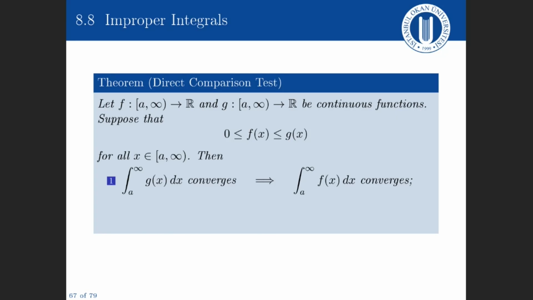If the integral of the bigger function converges, then the integral of the smaller function also converges. We can turn that around. If the integral of the smaller function diverges, goes to infinity, then the integral of the bigger function is bigger than something which goes to infinity. That must also go to infinity. That must also diverge. This is called the direct comparison test.